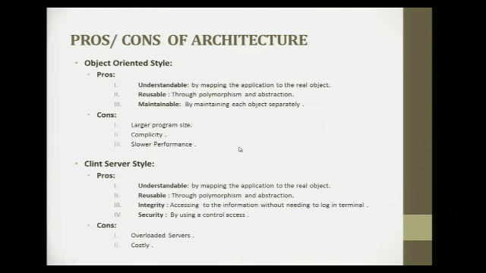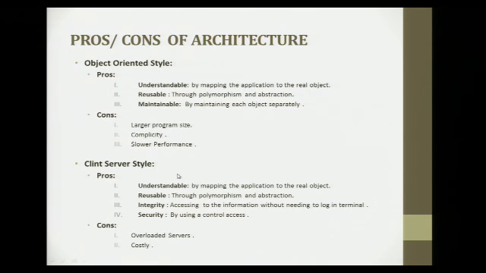Now the advantages and disadvantages of these architectures. Object-oriented style is understandable because it maps the application to the real project, and it is reusable and maintainable because it's easy to maintain each project separately. But the disadvantages are due to the large code or large number of instructions we use: it has larger program size, it's complex, and has slower performance. All these problems are caused by the large lines of code.